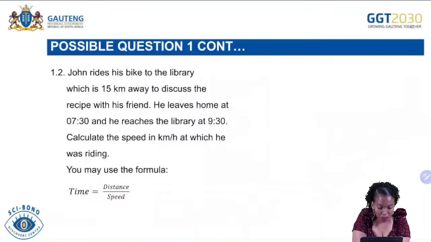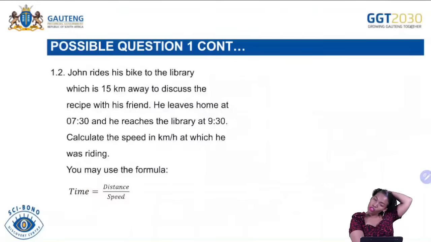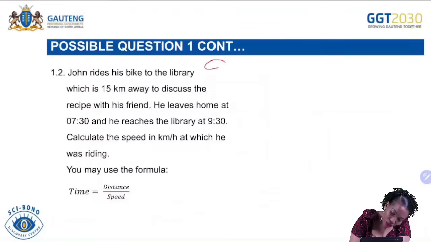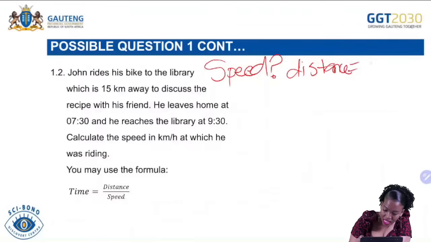Now, in this question, they say John rides his bike to the library, which is 15 kilometers away, to discuss the recipe with his friend. He leaves home at 7:30 and reaches the library at 9:30. Calculate the speed in kilometers per hour at which he was riding. So what we need to calculate here is speed. We don't have speed. But what do we have? Do we have the distance? Yes, we do have the distance. It is 15 kilometers.